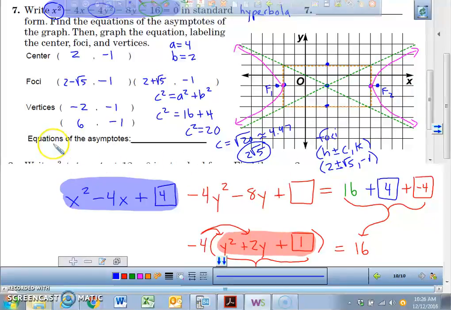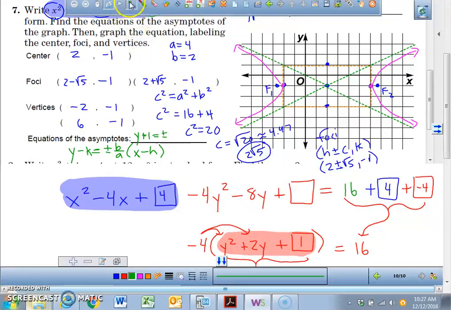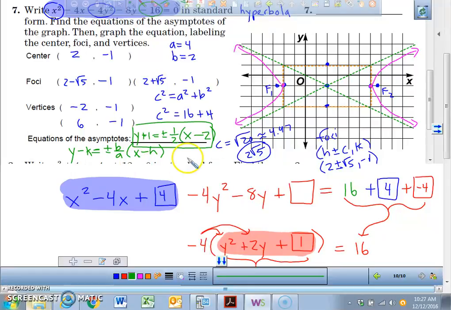All right? Now, as far as the equations of the asymptotes, which is this green line and this green line, the final equation for that is going to be y minus k equals plus or minus b over a, parentheses, x minus h. So my equations for the asymptotes in this particular case is going to be y minus my k value, which is a negative 1, so it'll be y plus 1, equals plus or minus b over a. Well, b is 2, a is 4, that reduces to 1 over 2, x minus my h value, which is a 2. So this right here would be the equations of the asymptotes if I use this formula. And those are all the pieces of the hyperbola for problem number 7.